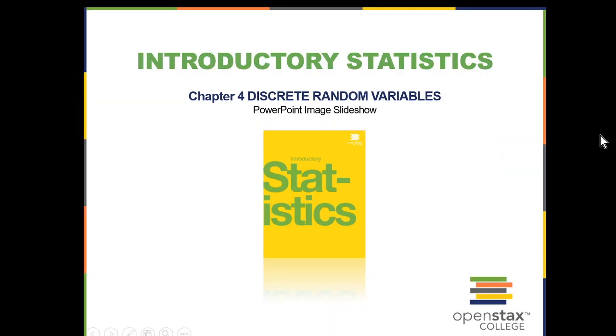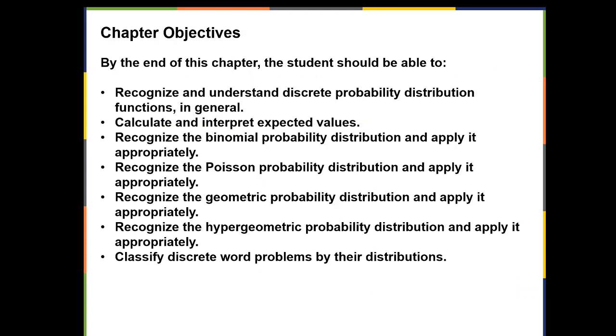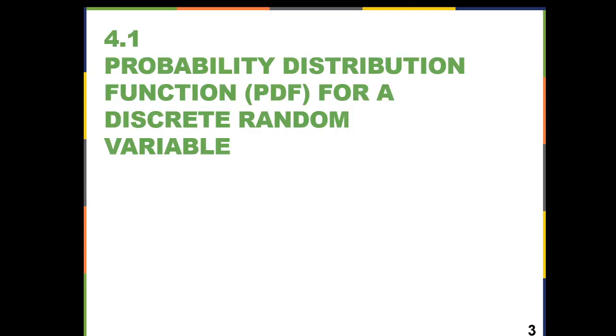Chapter 4 PowerPoint. This chapter is about discrete random variables and discrete probability distributions. So let's look at some examples. I'll let you read these, which are just the sections that the chapter covers. So, probability distribution function for a discrete random variable.